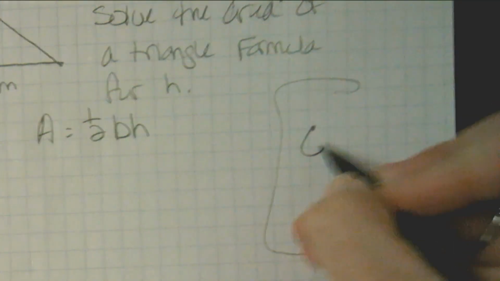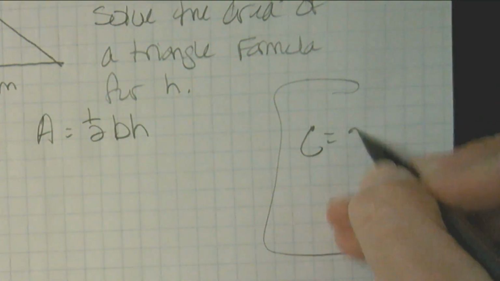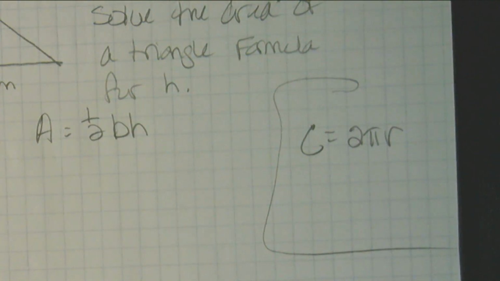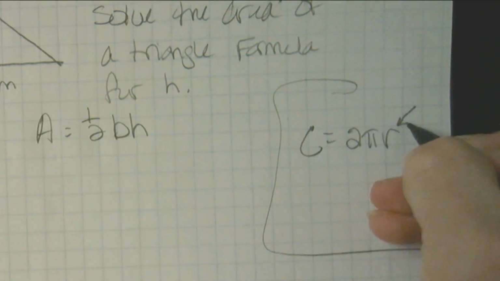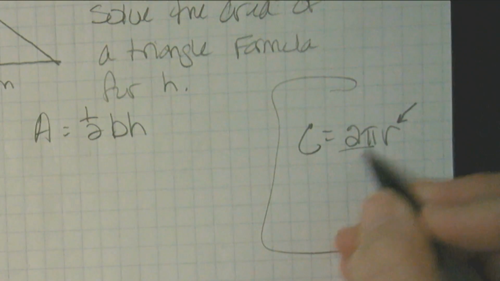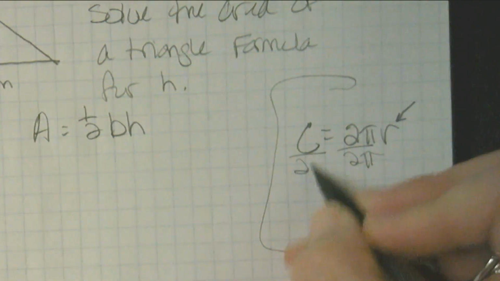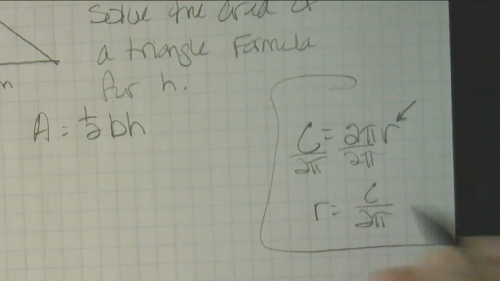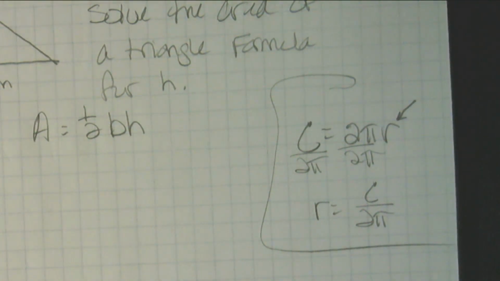Okay? If this was, I'm going to do this over here, if this was circumference is equal to 2 times pi times r, right? That's circumference of a circle. And I wanted you to solve for r. I would divide both sides by 2 pi. So r is equal to circumference divided by 2 pi. Write that down. I know we're not using that right now, but I want to show that to you to compare it to this one.